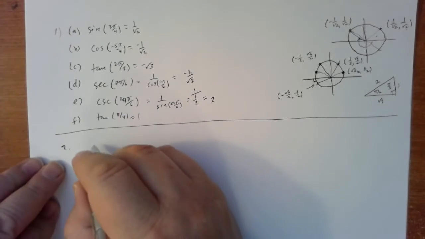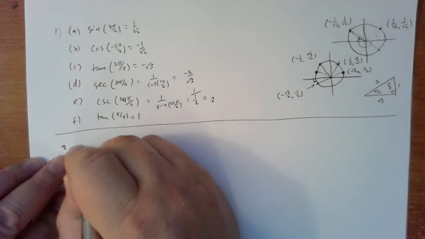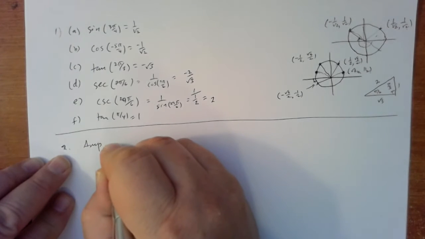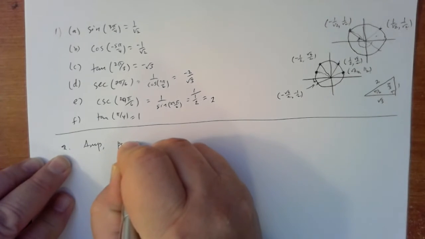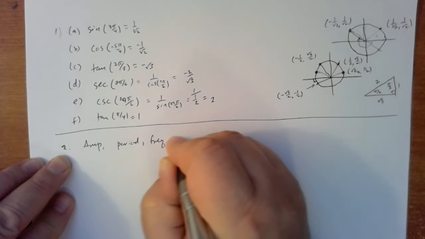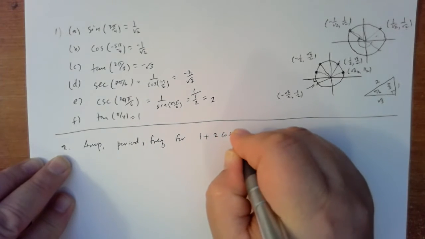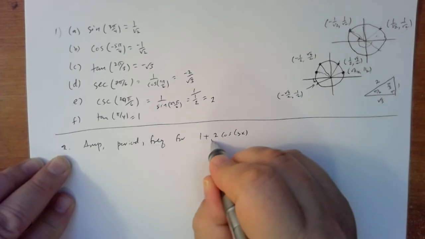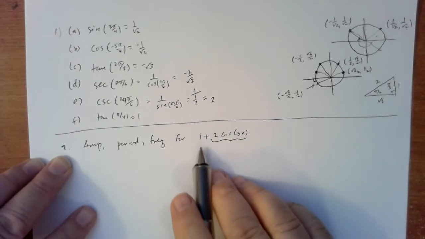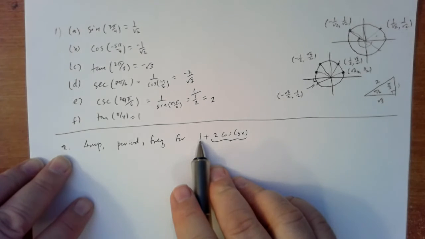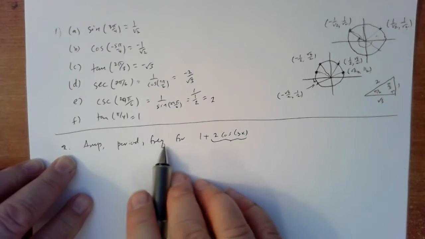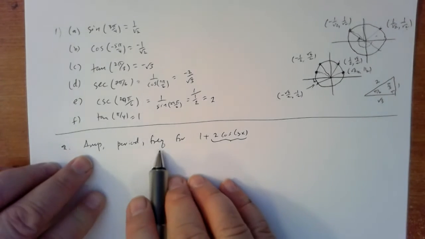Number 2 is what is the amplitude, period, and frequency for 1 plus 2 cosine of 3x. So really we're just working with 2 cosine of 3x because that's just shifting the curve up. So that doesn't affect either of these, or any of these, I guess I should say.